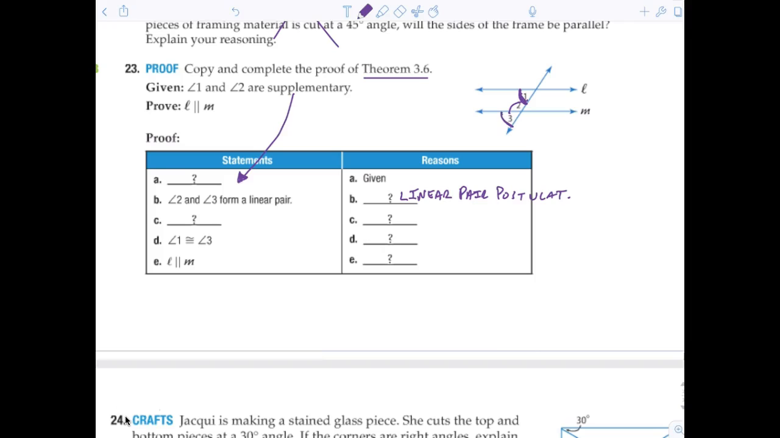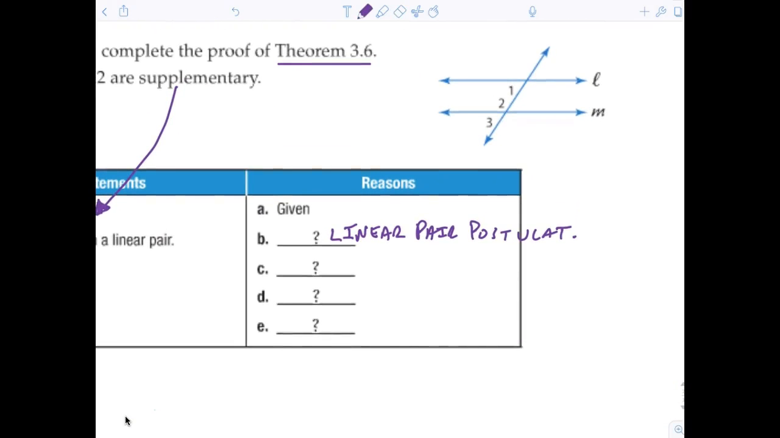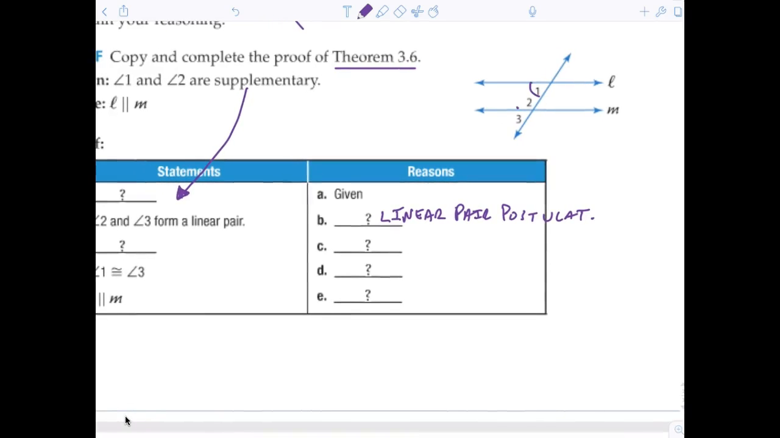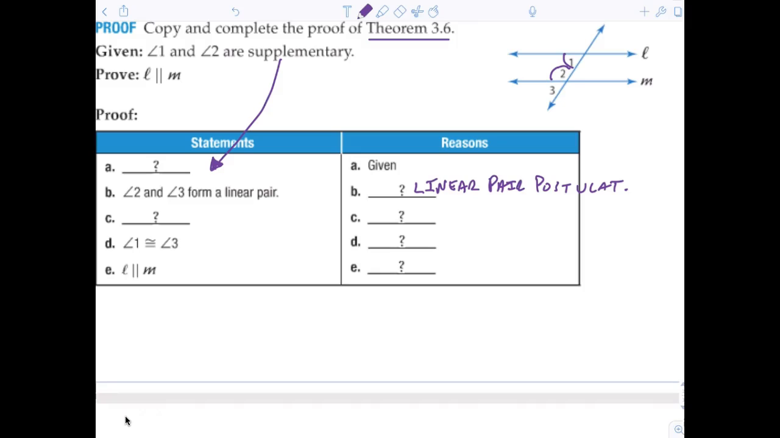Oh, wait a minute. No. Hold up a second, because I did make a mistake. Yes, it's hard for me to admit that. All right, so right off the bat, we said that angle 1 and angle 2 are supplementary. Now we said angle 2 and 3 form a linear pair, so we'd have to say what? Angle 2 plus angle 3 add up to 180. Angle 2 plus angle 3 is equal to 180 degrees. That was the definition of supplementary.